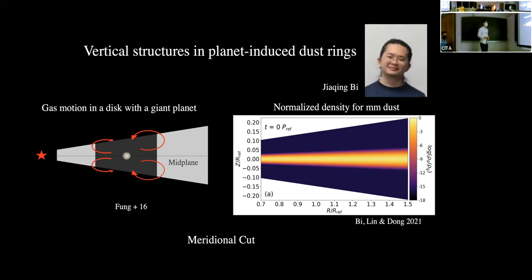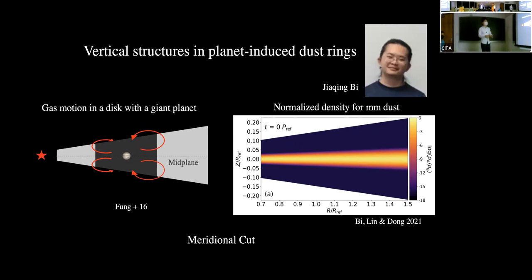So here is a giant planet, it opens a gap. This is a schematic plot on the left. Inside the gap, the planet drives meridional circulation. The planet pushes gas away from its orbit along the disk midplane. And then at the gap edge, the gas rises to the disk surface before the gas comes back into the gap and falls towards the midplane close to the planet. That's what the meridional circulation is.